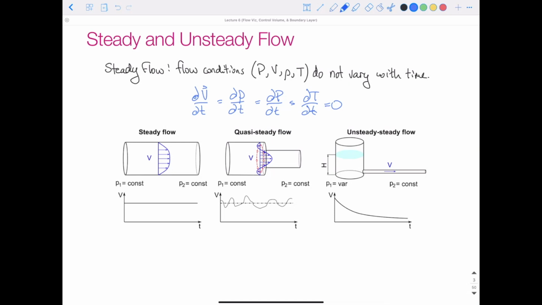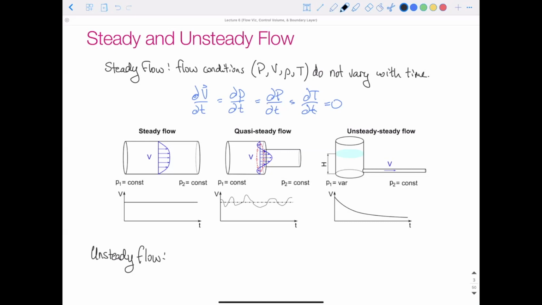Unsteady flow could be something like draining a reservoir, where the pressure due to the height of that fluid is changing because as it drains, that amount of fluid is decreasing. So our pressure, therefore our velocity, and if it's compressible, maybe our density is changing all with time. So that would be, again, a good example of unsteady flow. So we can write unsteady flow would just be our flow conditions are changing with time.